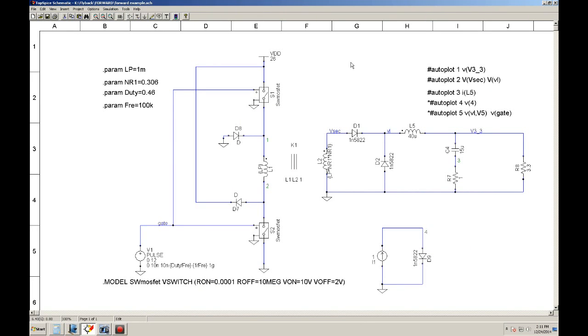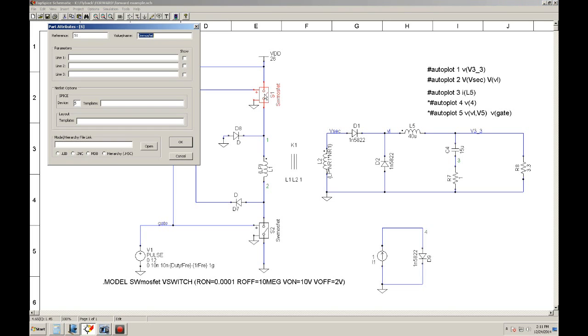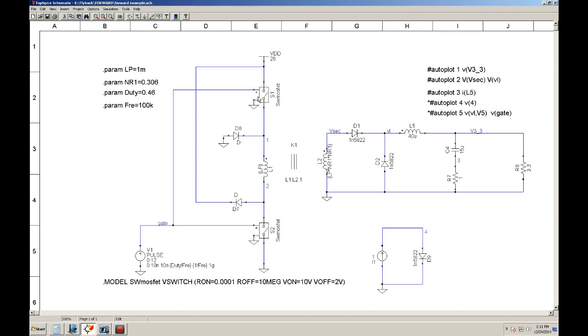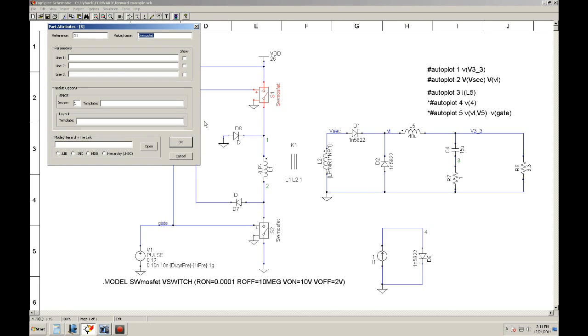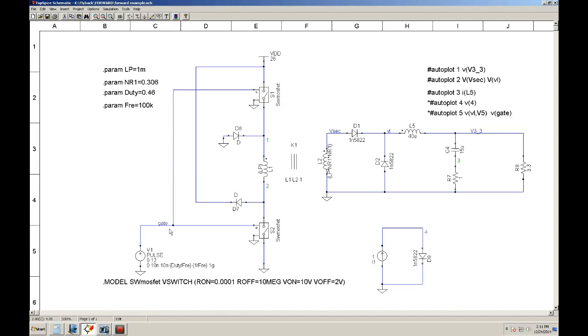This is a circuit that I'll be using, and instead of using MOSFETs, I'm using a switch. This is a switch, and I can define the parameters of the switch by this dot statement. It's a dot model, and I named it SW MOSFET, and it's a V switch.